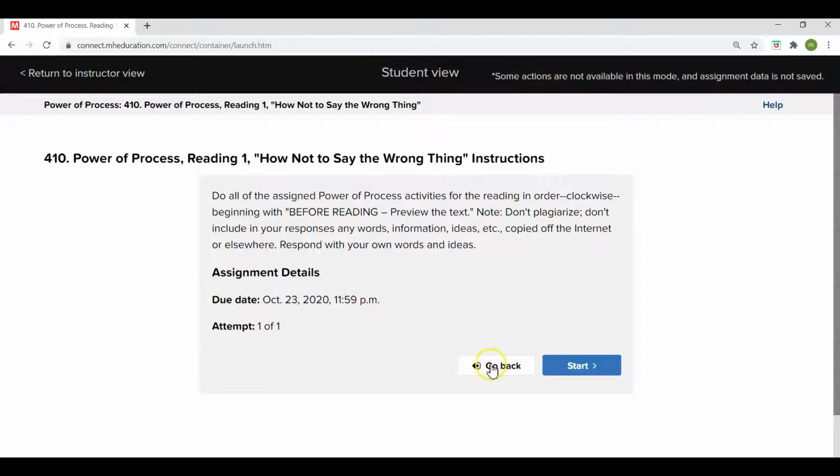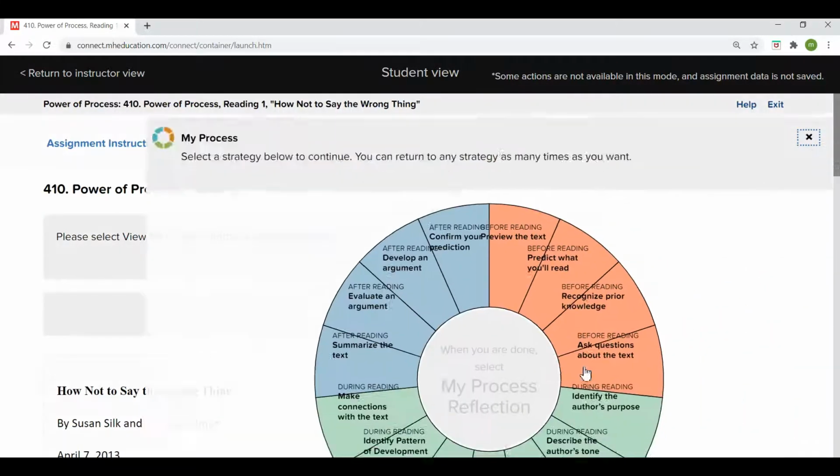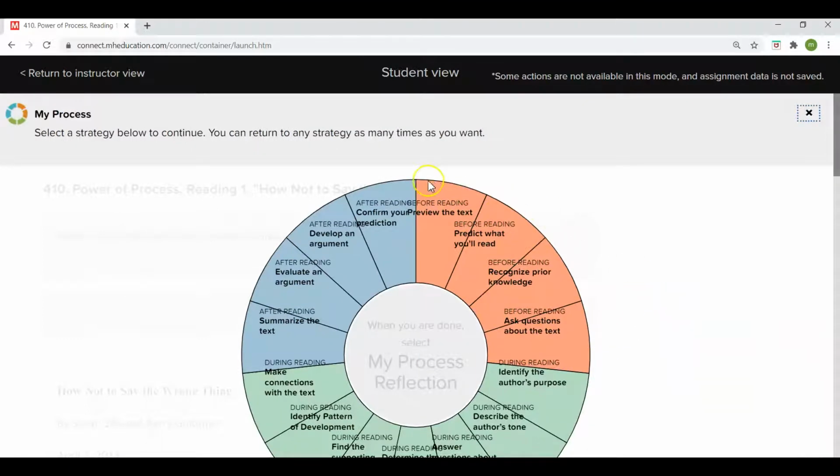All right, now if you're going to go back, that means you go back to, I suppose, the previous menu where all the assignments are. I don't think this would take you back to Blackboard. Maybe it would, maybe it wouldn't. I'm not sure, but I'm not going to press on that. I'm going to press on start. Okay, when you press on start, it shows you this wheel. It says select the strategy below to continue.